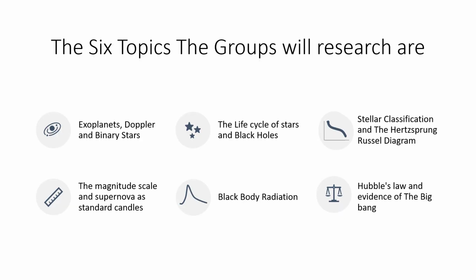These are the 6 topics we'll be looking at. We've tried to group things so they work together. So we've got exoplanets, Doppler and binary stars. That will be an exciting one. Life cycles and stars and black holes. Need I say more? What could be more exciting than doing black holes? Stellar classification and the Hertzsprung-Russell diagram. That's all the way that the stars are classified, and the amazing Hertzsprung-Russell diagram and how the sun moves on the Hertzsprung-Russell diagram.